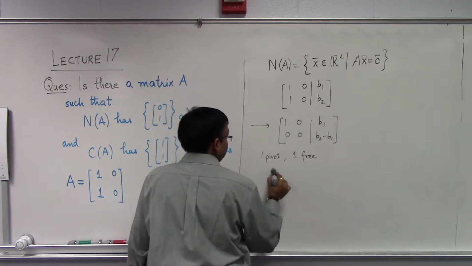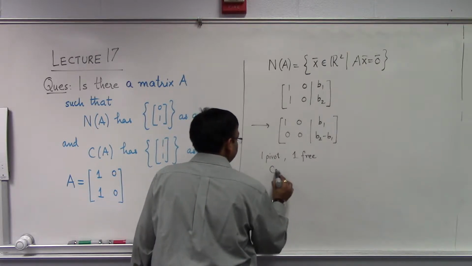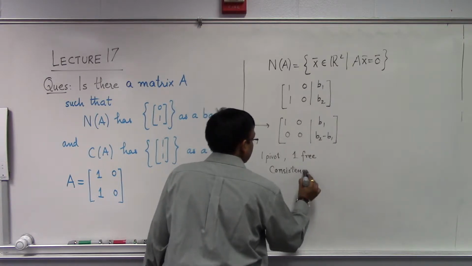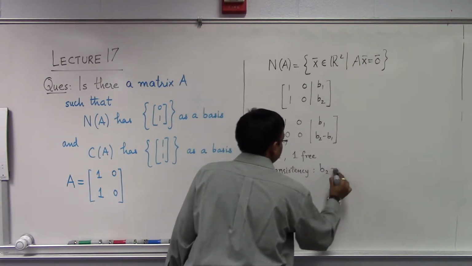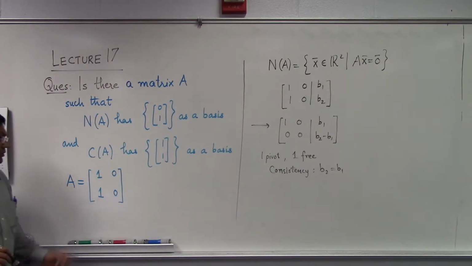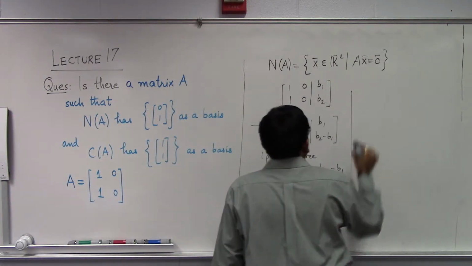And for consistency, I need b2 to be equal to b1. So in some sense, I'm going to answer all the questions in one go. What is the null space, column space, and do they satisfy the conditions we are after? So what is the null space?